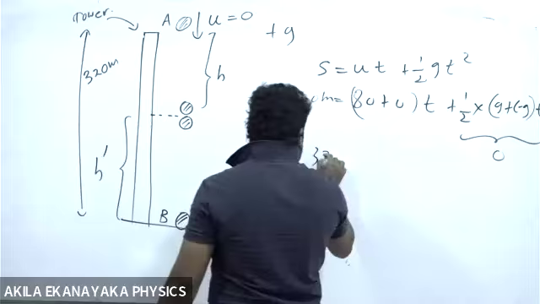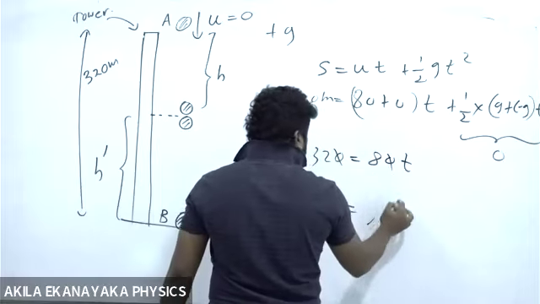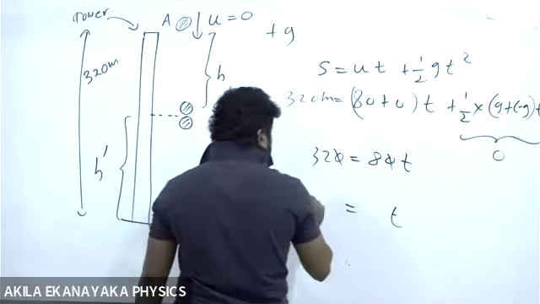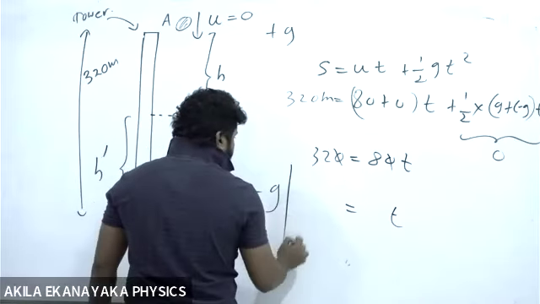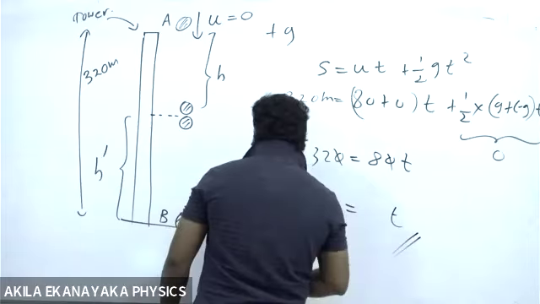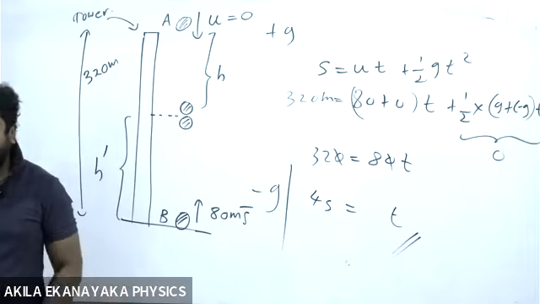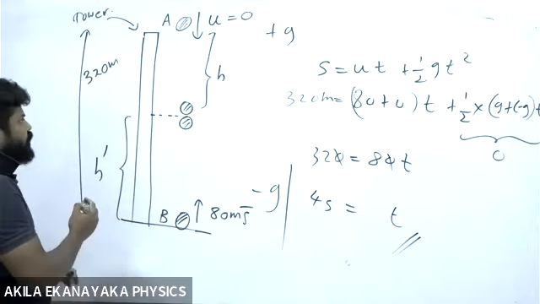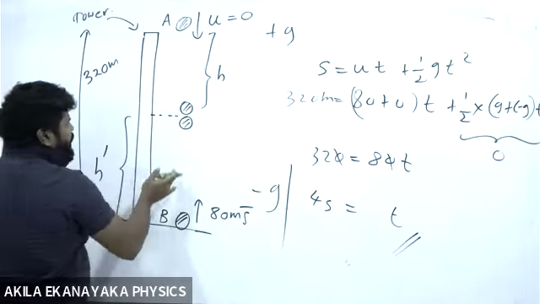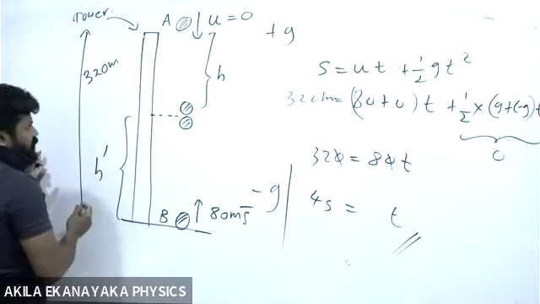Now you get 320 equals 80 times t. Then the time taken to collide the two objects is 4 seconds, correct? Then what is the distance traveled by these objects?